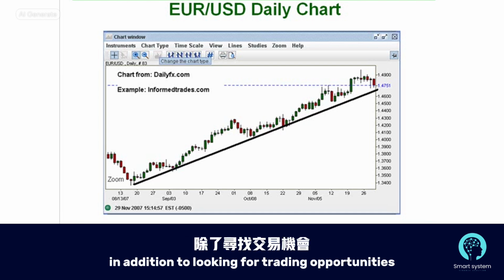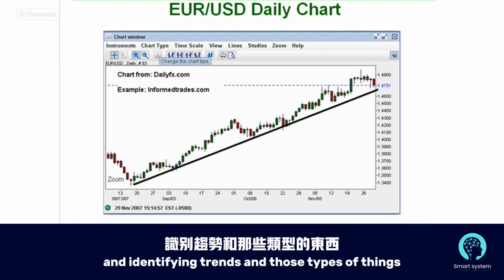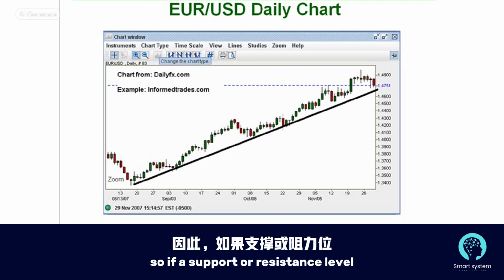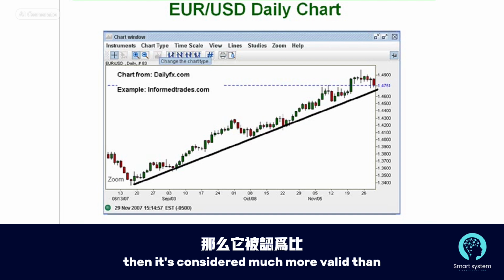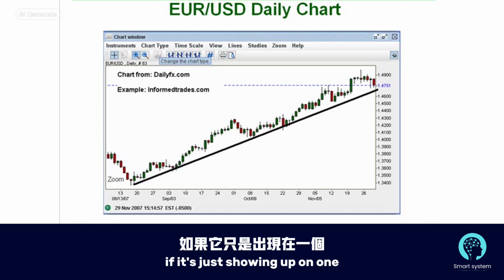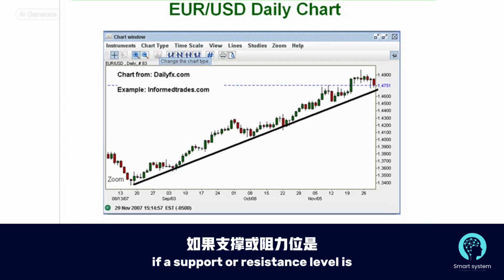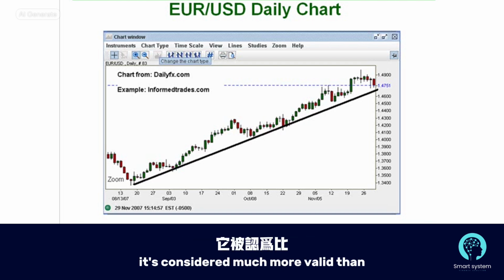In addition to looking for trading opportunities in this way, and identifying trends and those types of things, this also works for looking at support and resistance levels. So if a support or resistance level is showing up on multiple time frames, then it's considered much more valid than if it's just showing up on one. In general as well, just as with trends, if a support or resistance level is showing up on a longer term chart, it's considered much more valid than on a shorter term chart.